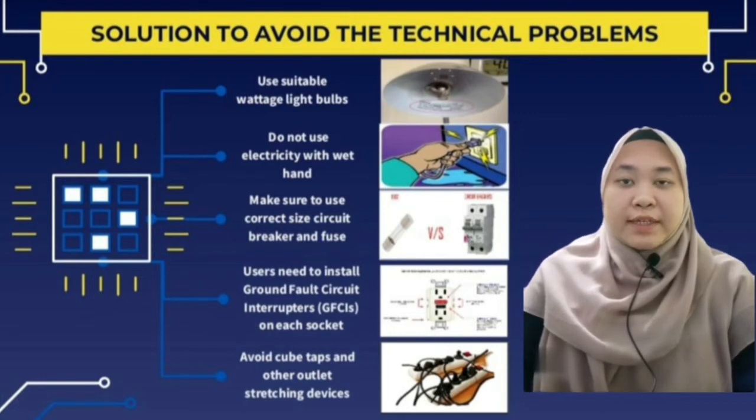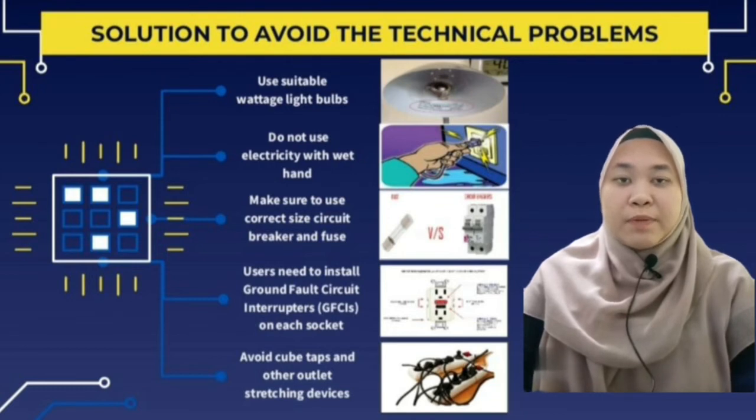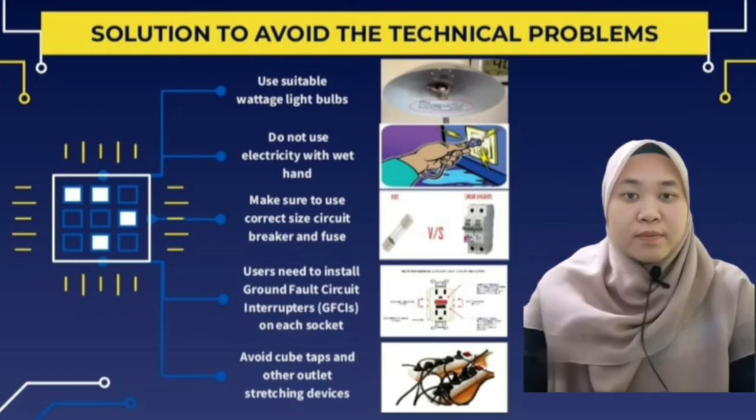First method is users should make sure to use suitable wattage light bulbs. A 100-watt light bulb cannot be inserted into a fixture that only needs 60 watts. If the light bulb exceeds the maximum wattage, it will risk overloading the wiring. If users are not sure of the wattage, they can look at the maximum wattage label on the inside of a lamp or light fixture.